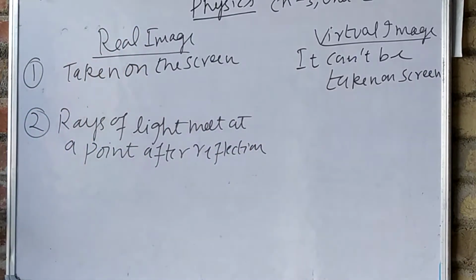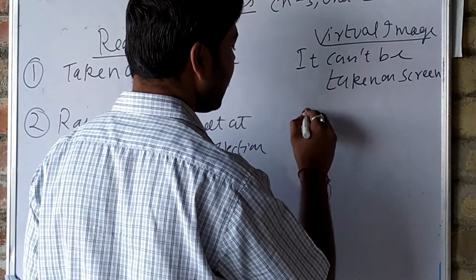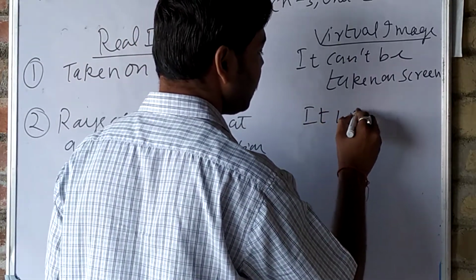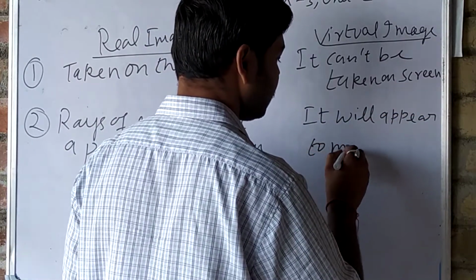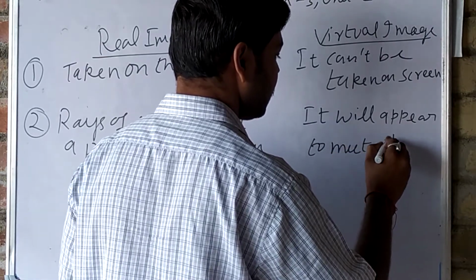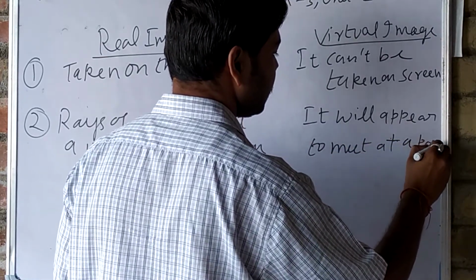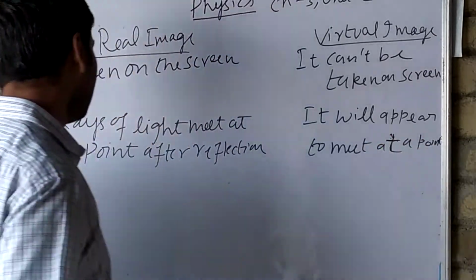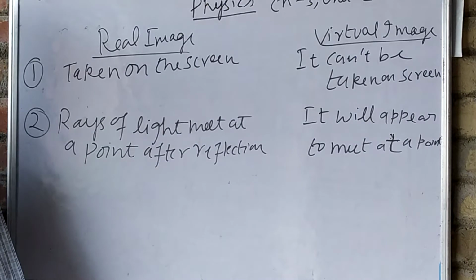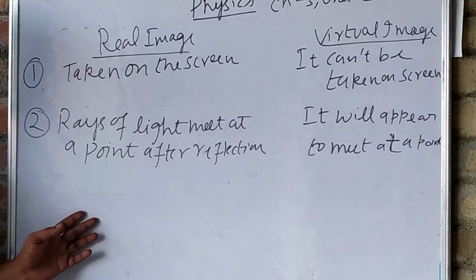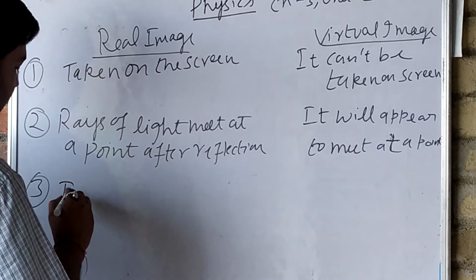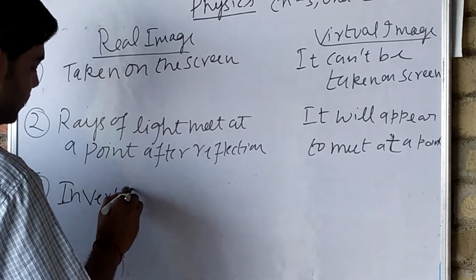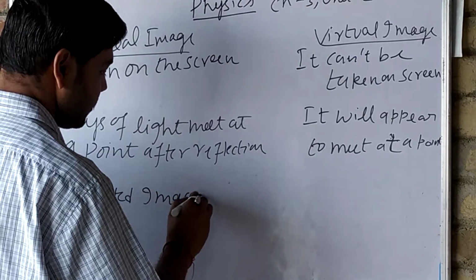And about virtual image, the rays of light appear to meet at a point. It will not actually meet, it will appear to meet at a point. Virtual appears to meet, and real will actually meet at a point. Third, an inverted image will form for a real image.